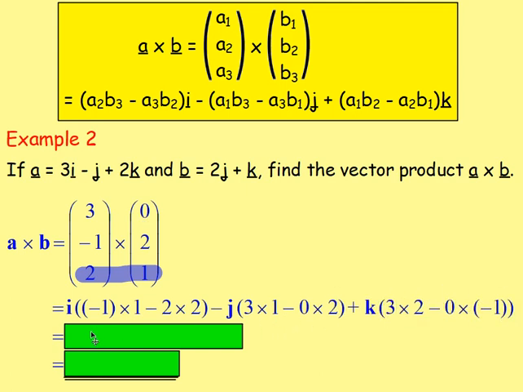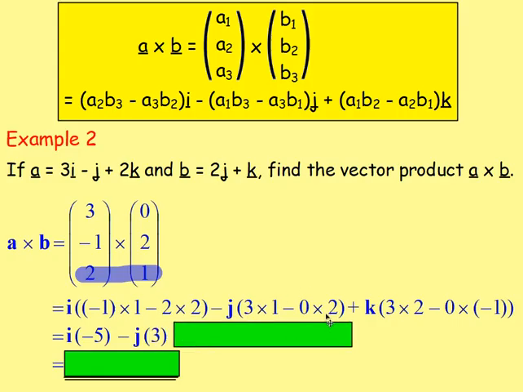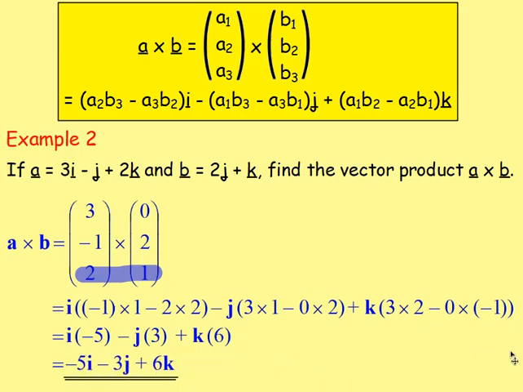If you simplify that, that will be i times, that works out to be a -5 there. That'll be take away j times, if you work this out, it just works out as 3, and then you'd have plus k times, and that will give us 6. That means if you rewrite that, the resulting vector A cross B will be -5i, take away 3j, plus 6k. And that's your answer. You got that? High five.